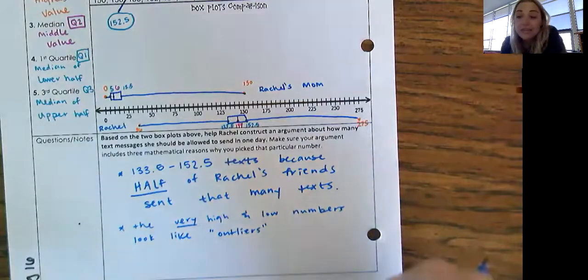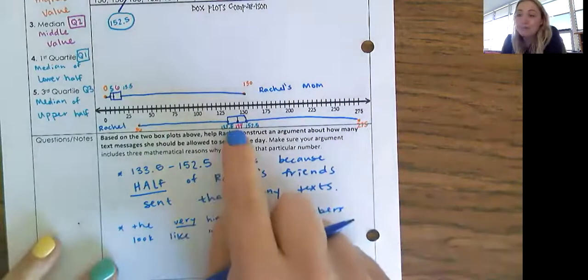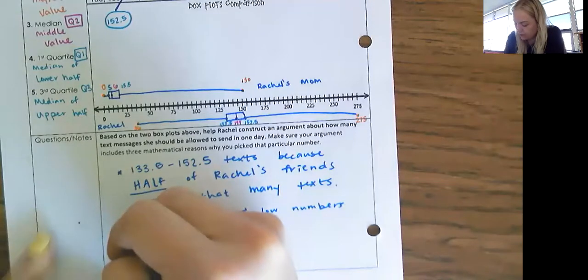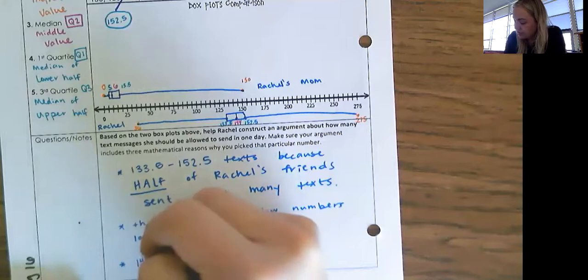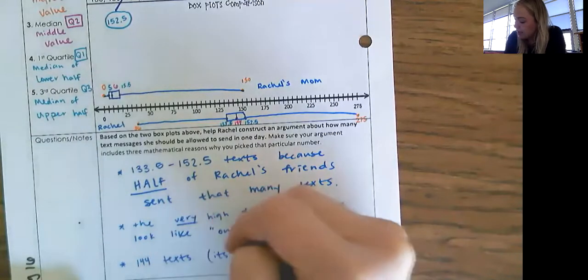Okay, now if you really had to choose one text, I might go with the middle number. The middle number is 144. So we could say 144 texts could be a number, and I'm going to say it's the median.